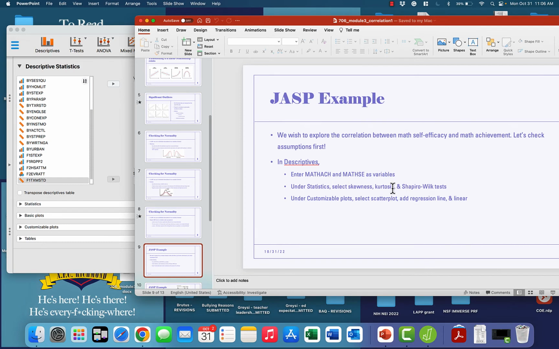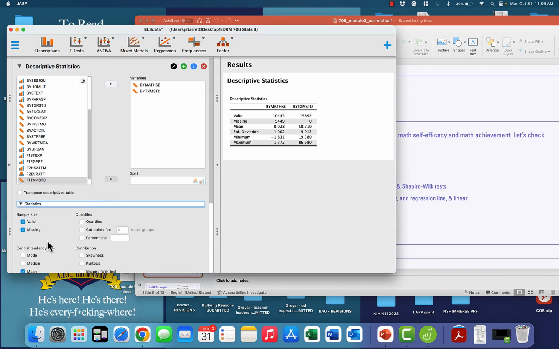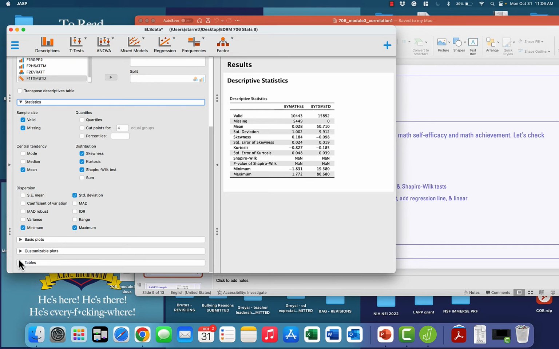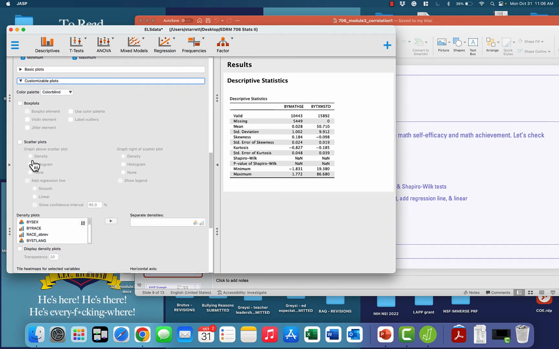All right, and we want to look at skewness and kurtosis. So we want to go under statistics and check skewness and kurtosis. I'm going to go ahead and check Shapiro-Wilk to show you something that happens. And then in customizable, let's check a scatter plot and change our add regression line to linear from smooth.